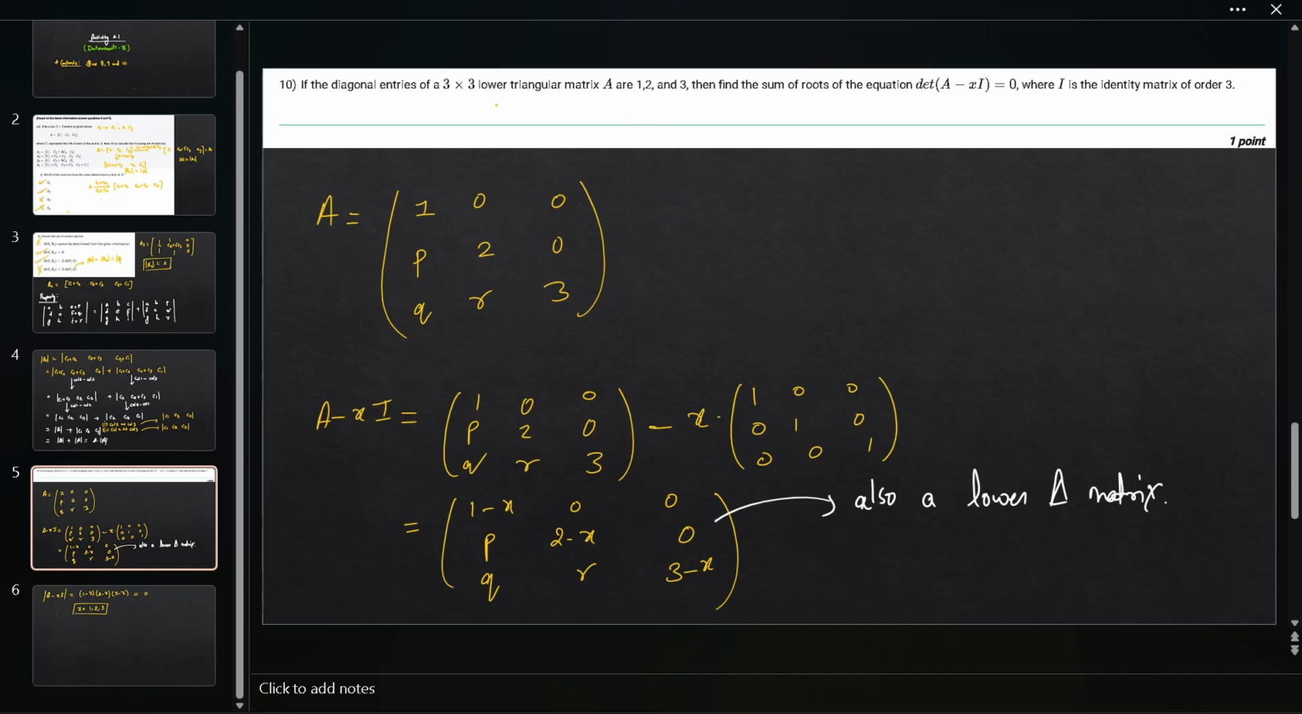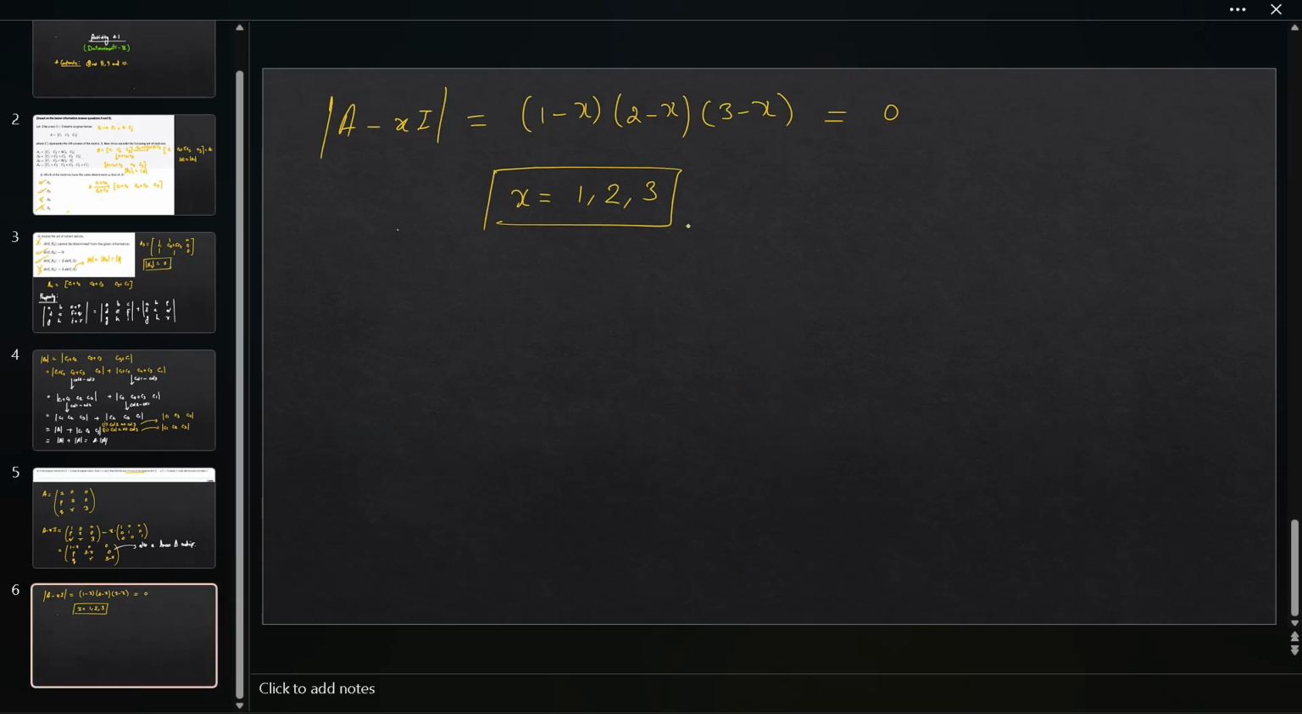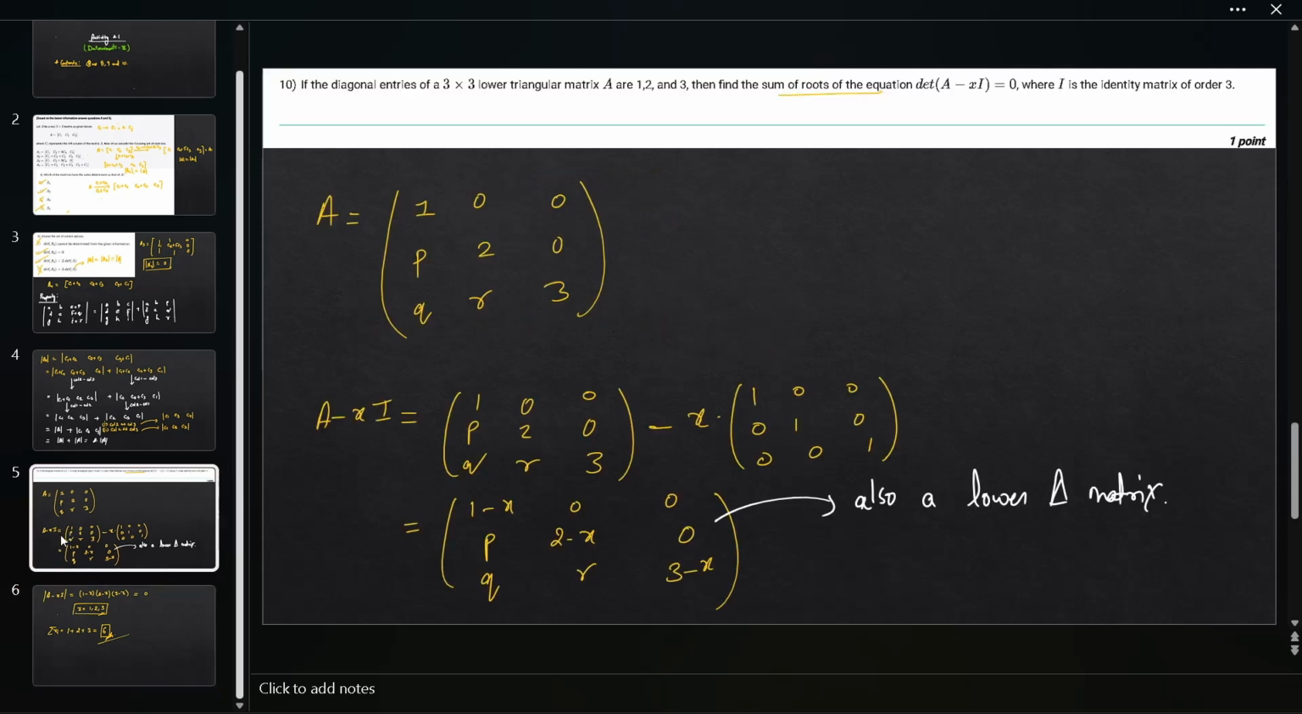So it says find the sum of roots of the equation. So these three are the roots of the equation, and we just have to find the sum of the roots of the equation, that is sigma xi. That means first we'll add all these values, and whatever value we get as the sum is going to be our answer. So 6 is the answer in this case.